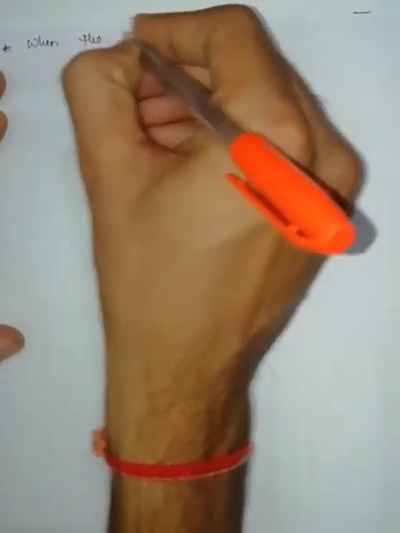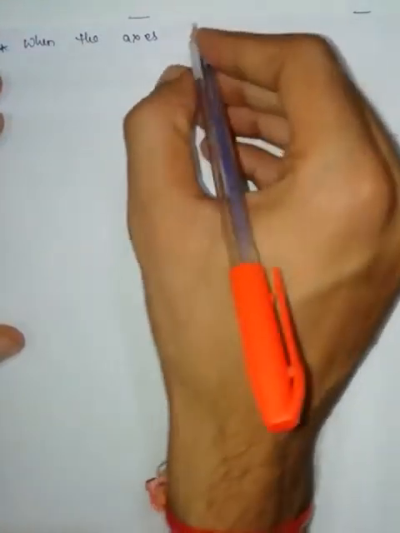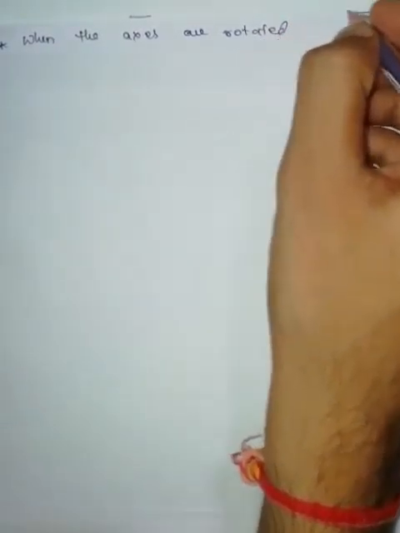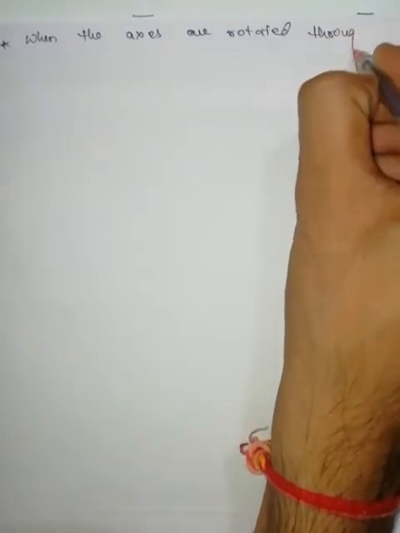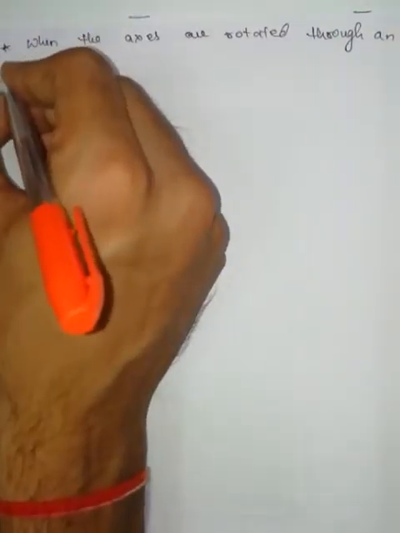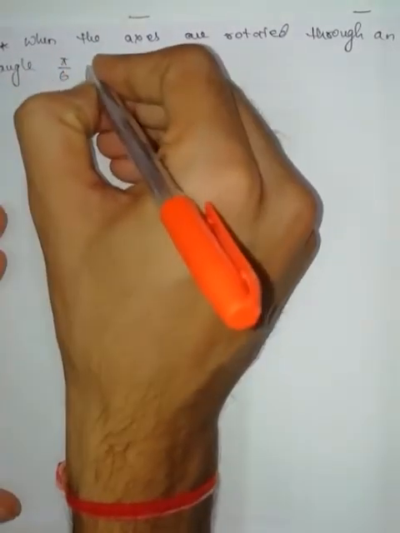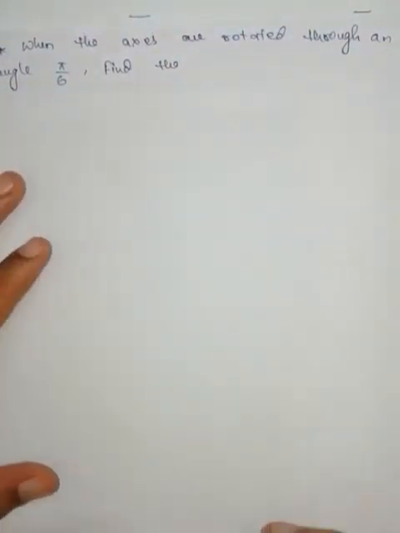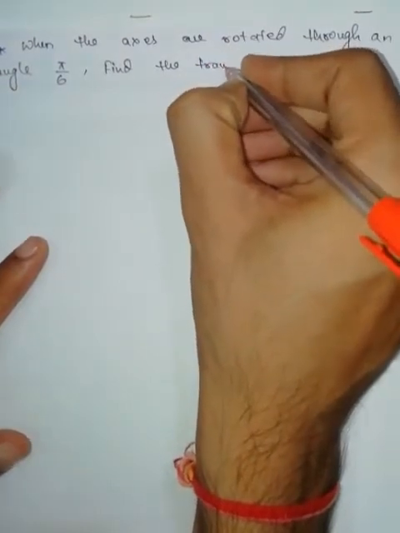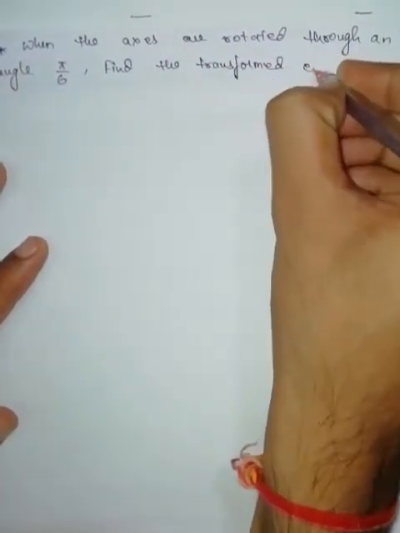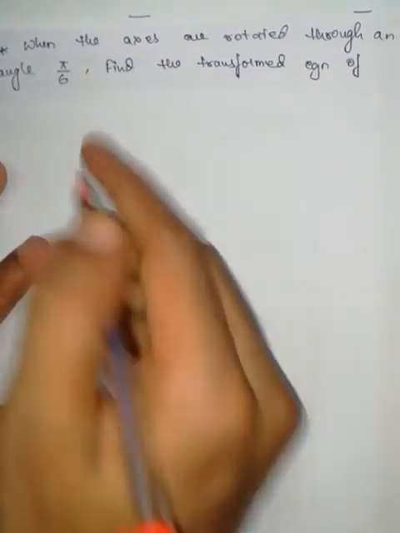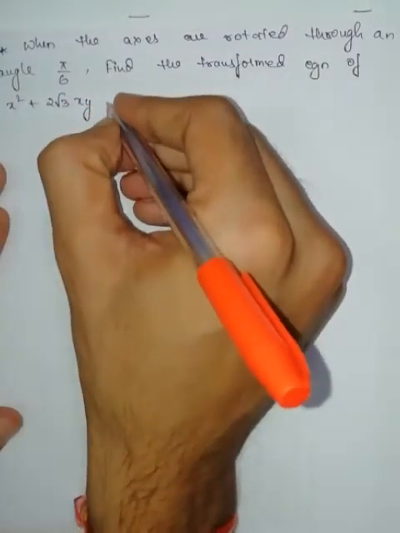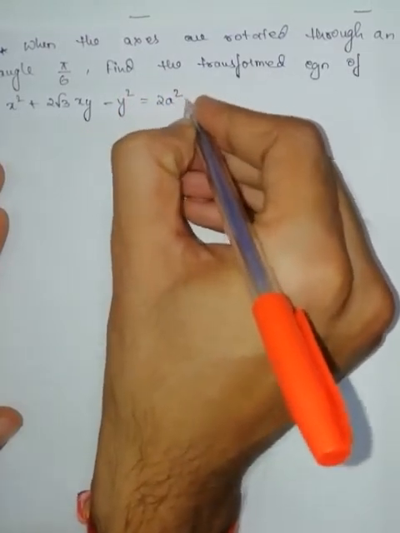When the axes are rotated through an angle pi by 6, find the transformed equation of x square plus 2 root 3 xy minus y square is equal to 2a square.